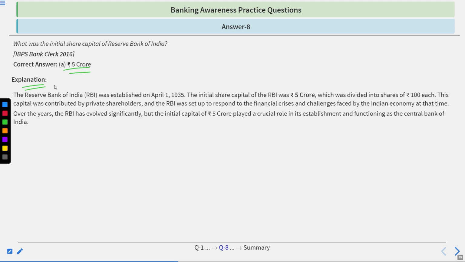Reserve Bank of India was established on April 1, 1935. The initial share capital of RBI was 5 crores, which was divided into shares of 100 rupees each. This capital was contributed by private shareholders, and the RBI was set up to respond to the financial crisis and challenges faced by the Indian economy at that time. Over the years, RBI has evolved significantly, but the initial capital of 5 crores played a crucial role in its establishment and functioning as the Central Bank of India.